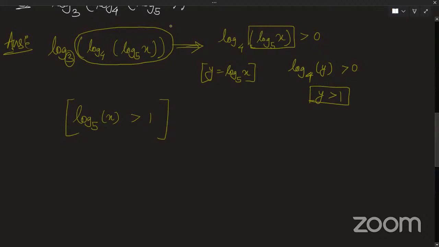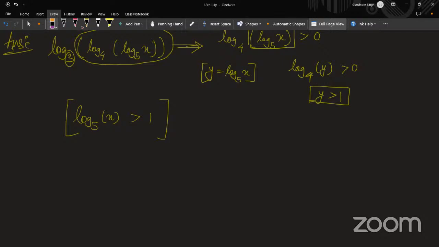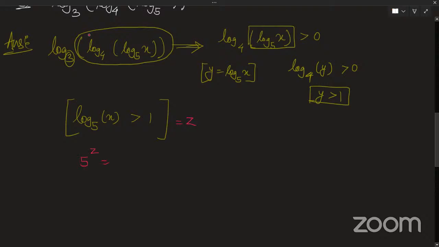But my y in itself now has x. So now tell me, I need to solve this. What will x be greater than, in order to solve this inequality? I will write it in one more method. Just assume this right thing to be z. So I can write that 5 raised to z is equal to x. And I am telling you that my z is greater than 1. So now tell me, what will my x be greater than or less than? How will it come? So how is this game, sir?